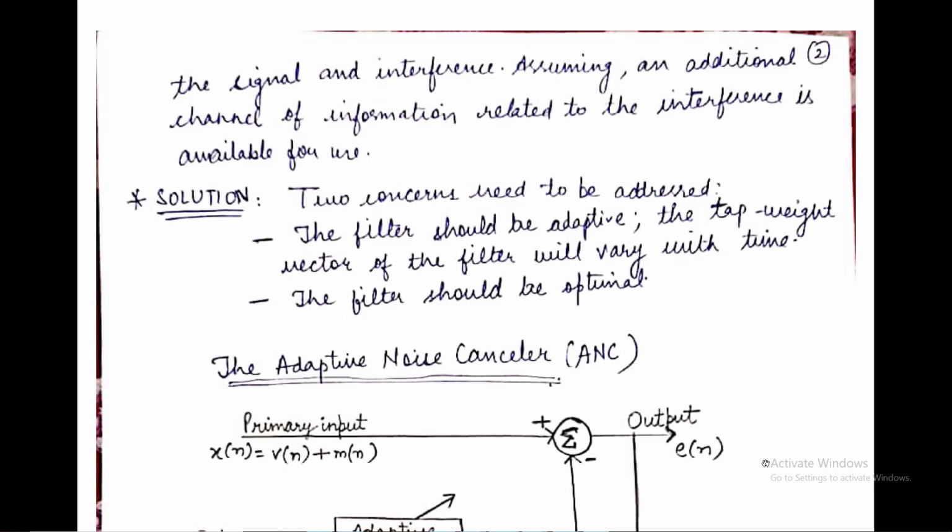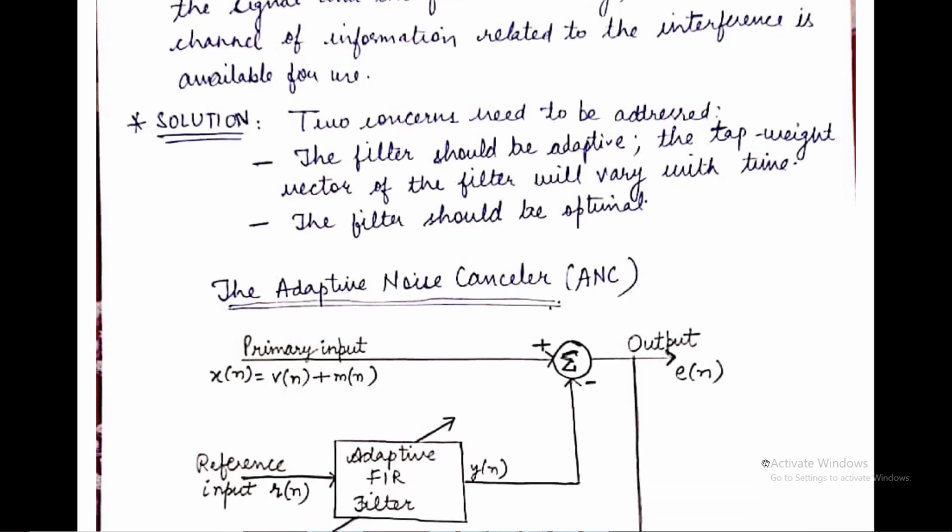Now, how can we solve this problem? For this, two concerns need to be addressed. The first one is that the filter should be adaptive. That means we have to design an adaptive filter for which the tap weights of the filter will vary with time. And the other is that the filter should be optimal. So we have two concerns to be addressed: the filter should be adaptive, and the filter should be optimal.